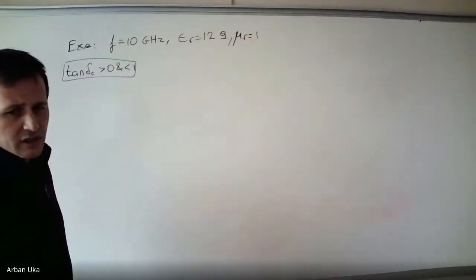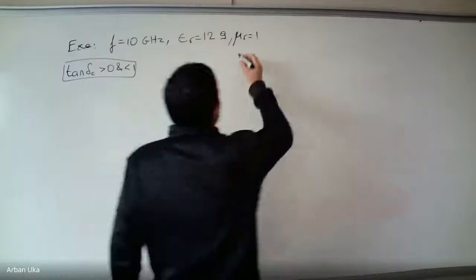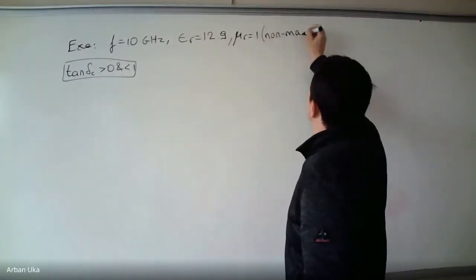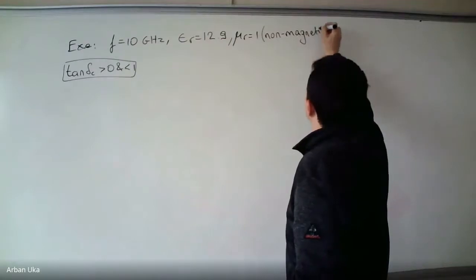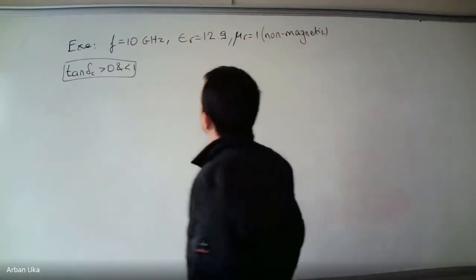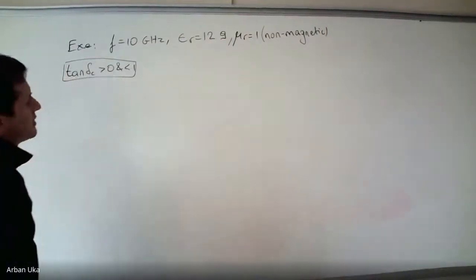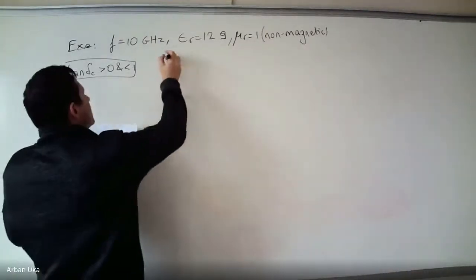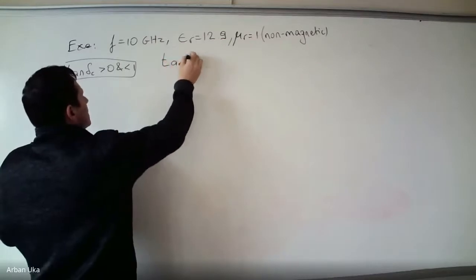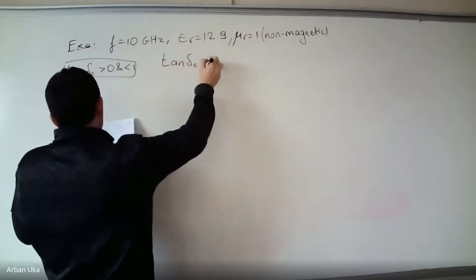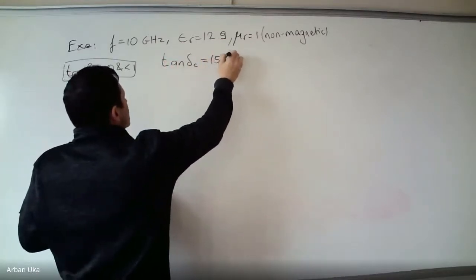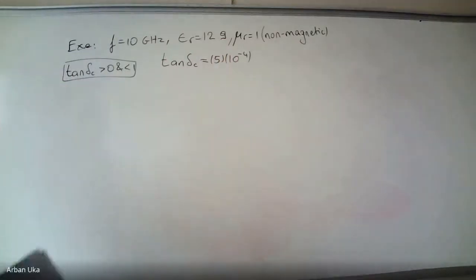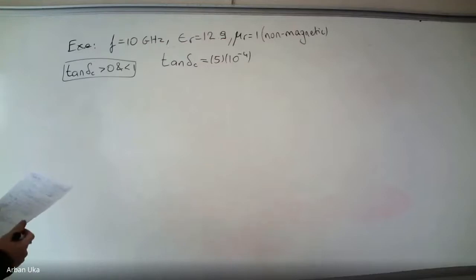Let's assume mu r is equal to 1. So what do we understand when we have mu r equal to 1? We get that this is non-magnetic. This is something that we observe, or that's how we can interpret this one. And let's assume that it is given that the tangent of the loss angle is 5 times 10 to the power minus 4, okay? So this is what is given for us.